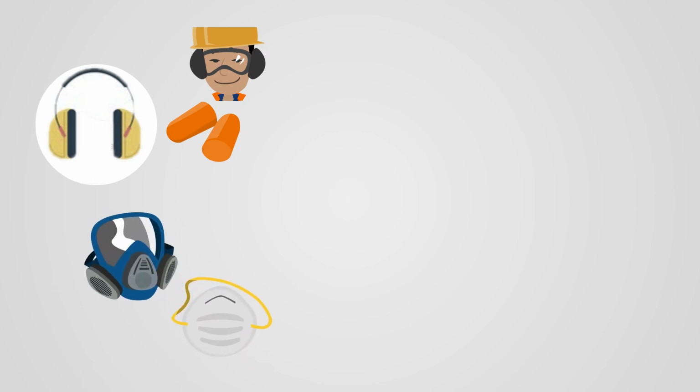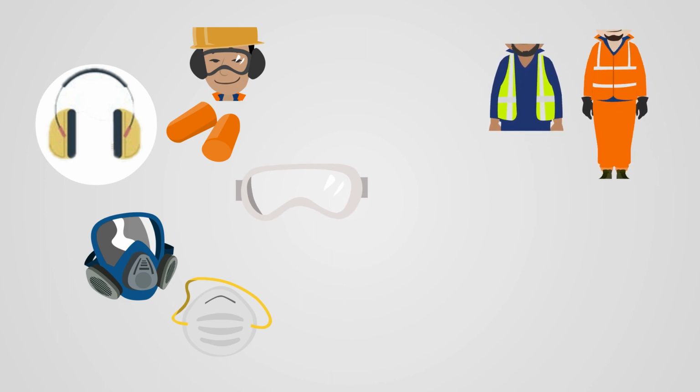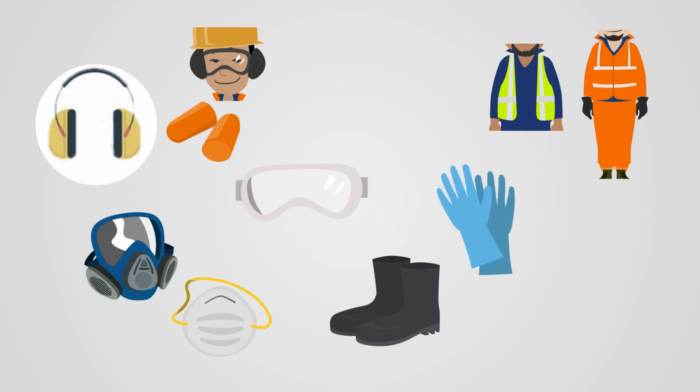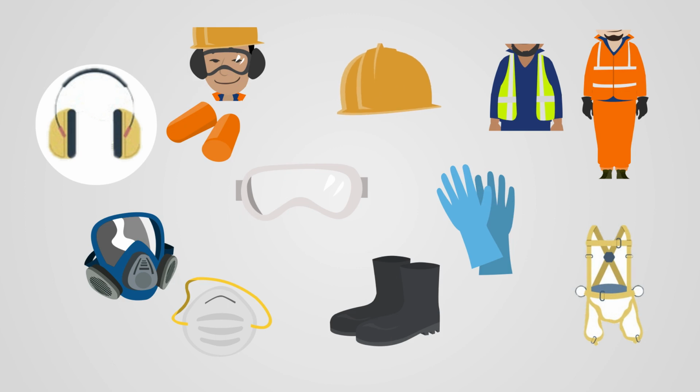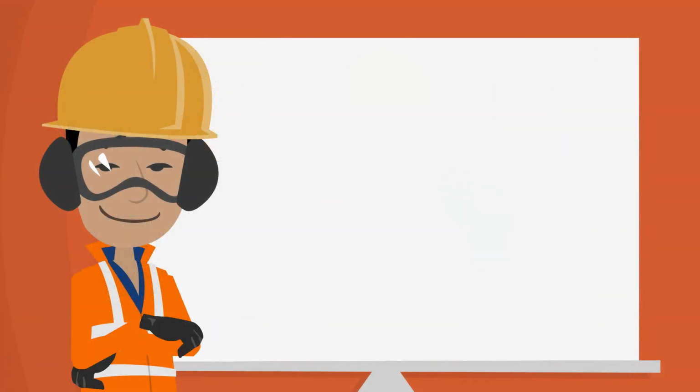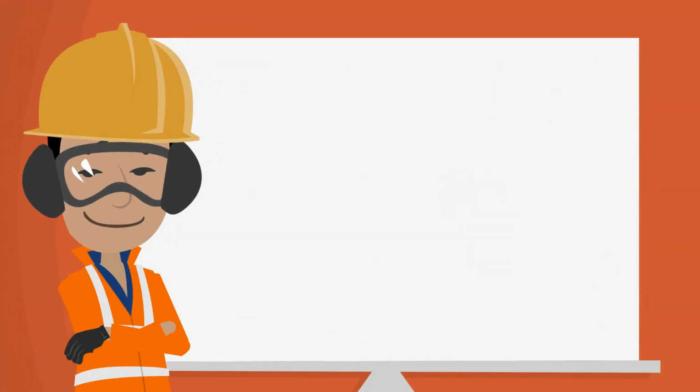There are many different types. Hearing protection, respiratory protective equipment or RPE, eye and face protection, protective clothing, safety shoes, skin protection like gloves, safety harness, hard hat. PPE can only protect the individual if it is used properly.